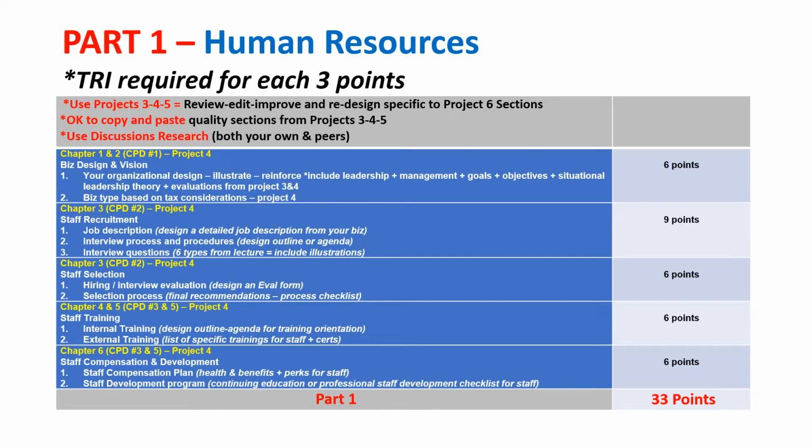Last is staff compensation and your staff development. That's chapter 6, CPD 3 and 5 again from project 4. What is your staff compensation plan, specifically addressing how you're going to handle health benefits plans with your staff, and then any additional perks. Number 2 then is staff development program. This is that continuing education or professional staff development checklist for your staff. You can see it's worth 33 points, but again, this is project 4, and hopefully you made the improvements that are needed, and again, easy 33 points.